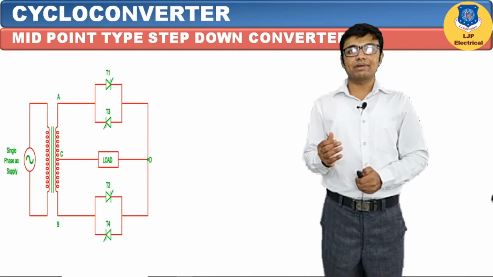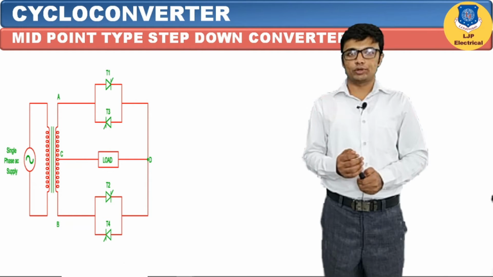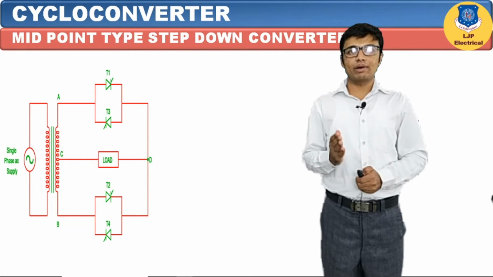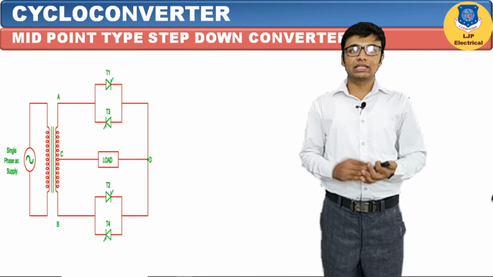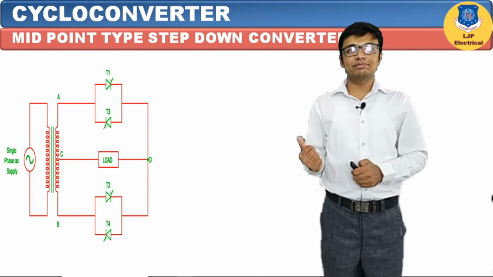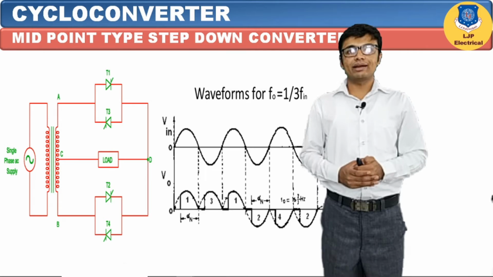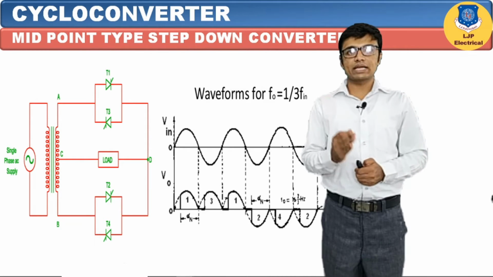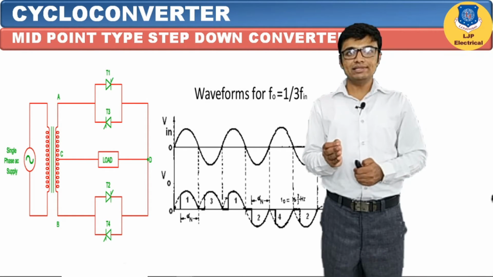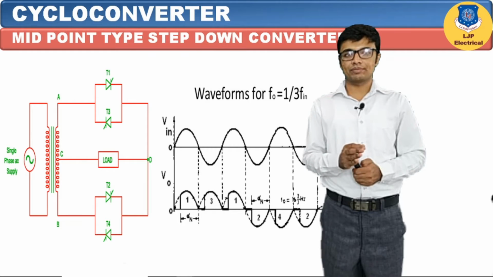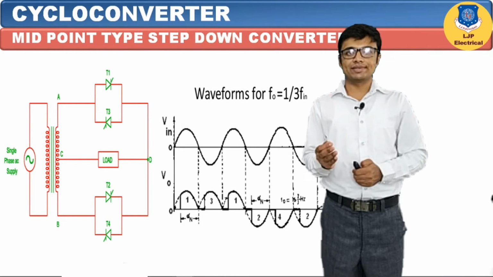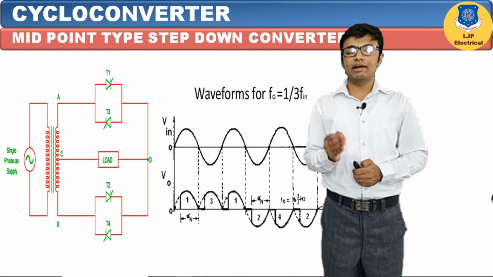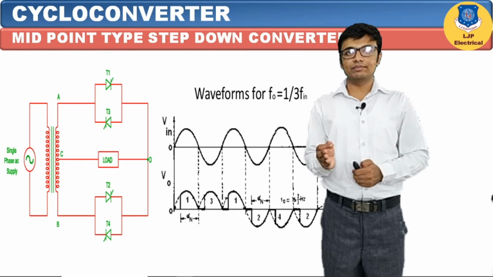Here we have to use a center tap transformer to get the desired output, and at the same time we have to use 4 SCRs, that is T1, T2, T3 and T4, and the load is connected in this manner at the center tap point. So let's understand how it will work. Step down cycloconverter steps down the frequency. It means here we have designed the cycloconverter such that we will get output frequency equal to the input frequency divided by 3. Suppose input has 100 Hz frequency, then we will get output of 100 divided by 3 is equal to 33.33 Hz.